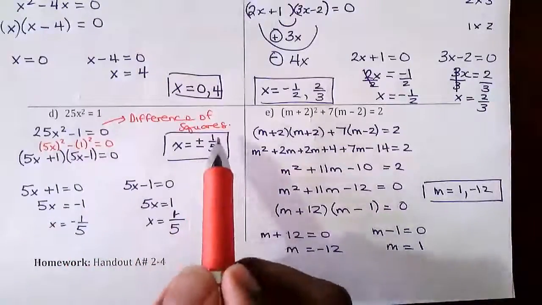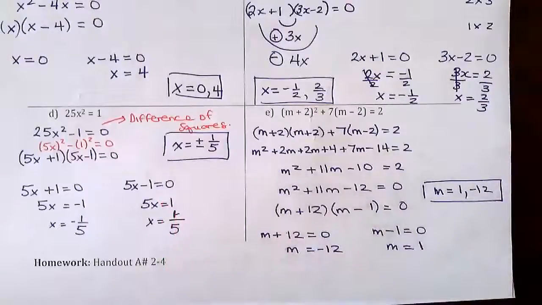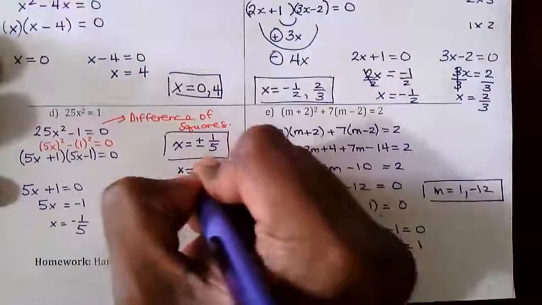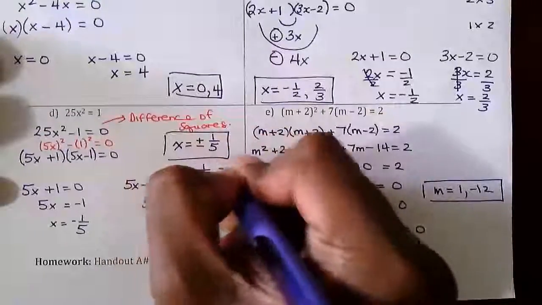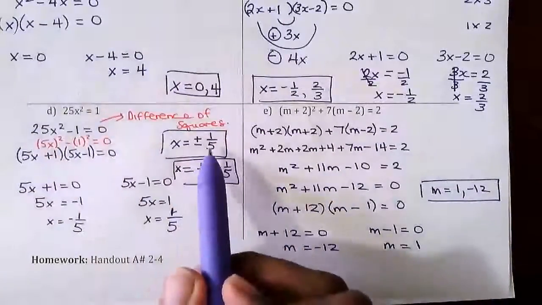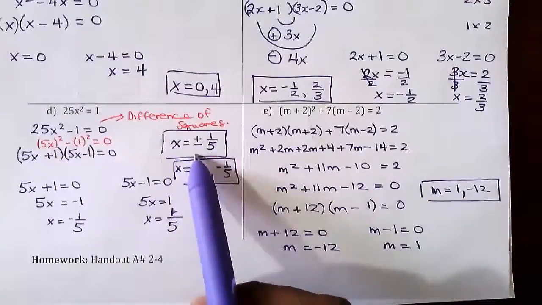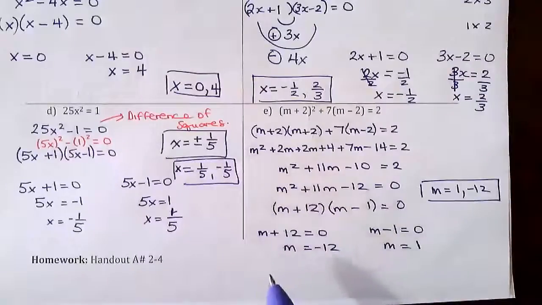Something I do want to show you is this is another way of writing the final answer. So instead of writing x is equal to 1 over 5th and negative 1 over 5th, you can also write it like this, which just means x is equal to both the positive and negative versions of 1/5.